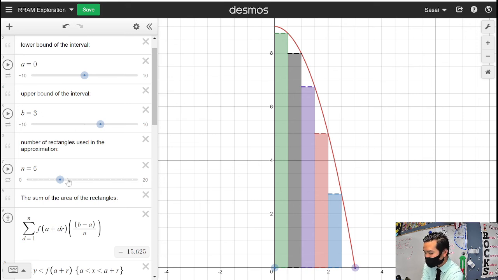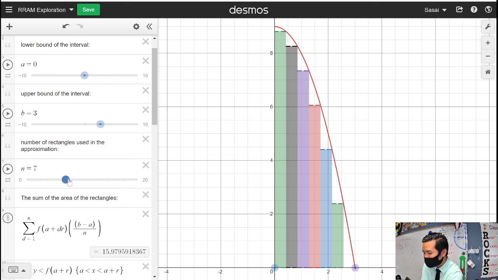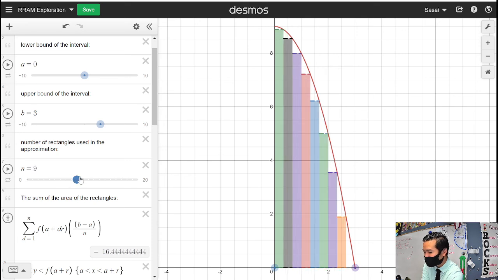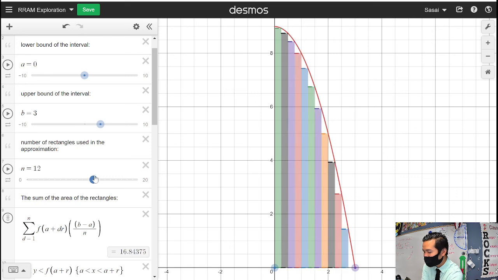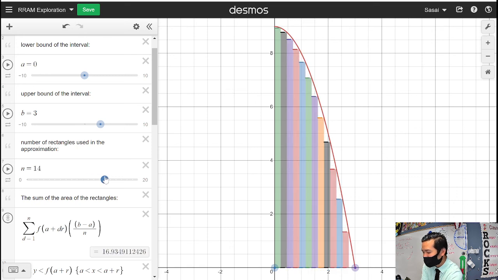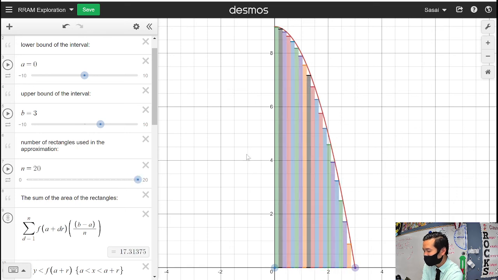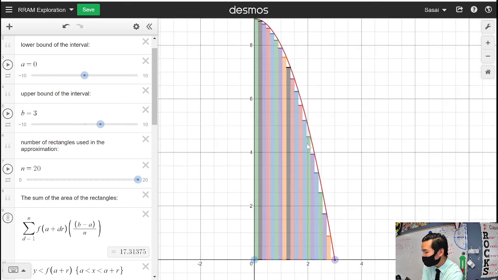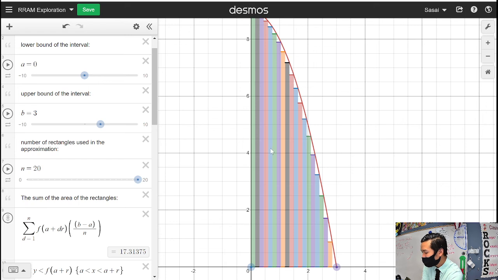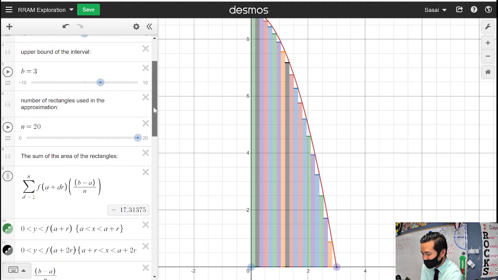But watch what happens as I start increasing the number of rectangles. So I go to 7, 8, 9, up to 20, which is the max I can do on this one. But notice what's happening. The empty space gets smaller and smaller, and the area is getting closer and closer to the actual area, isn't it?